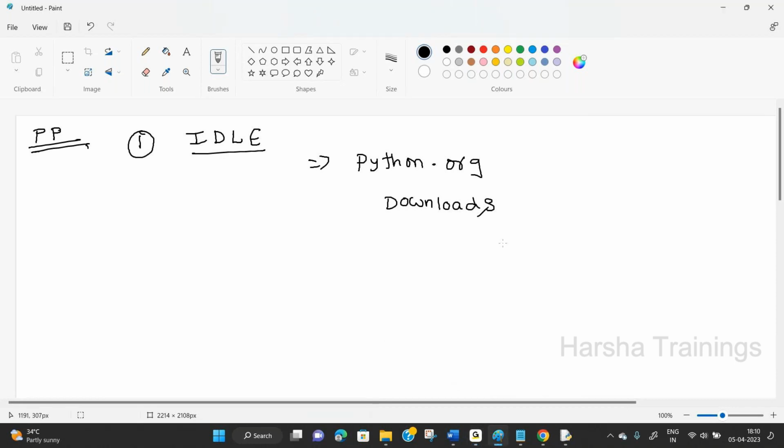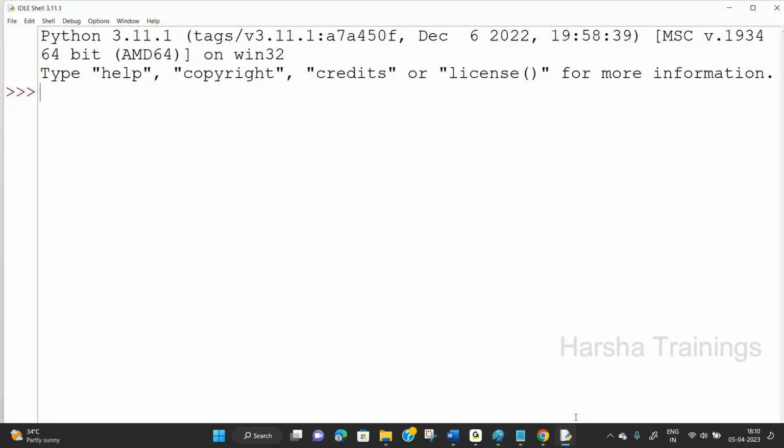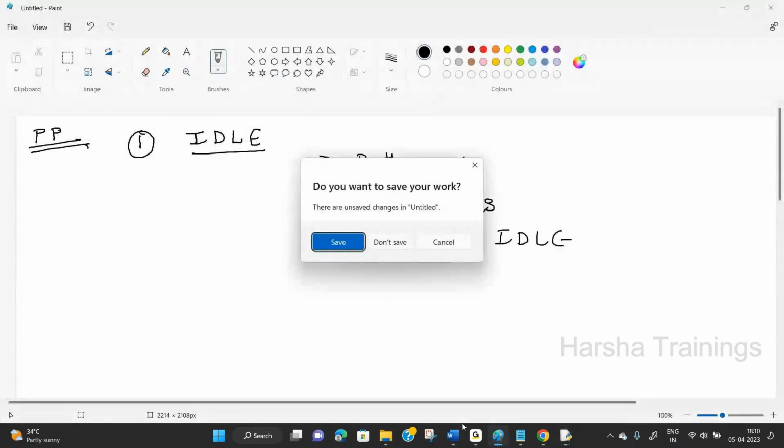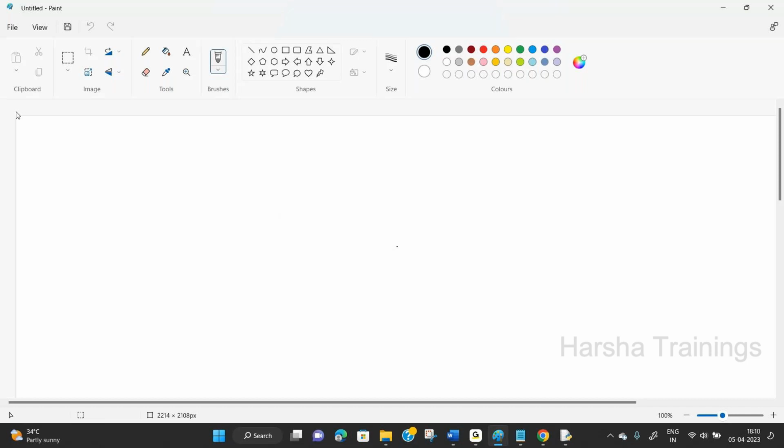Under Start, IDLE. Now this screen is open. Now you are ready for writing a program. Right now I am not writing any program. I opened IDLE. Remember, IDLE means the place where we are executing the Python.